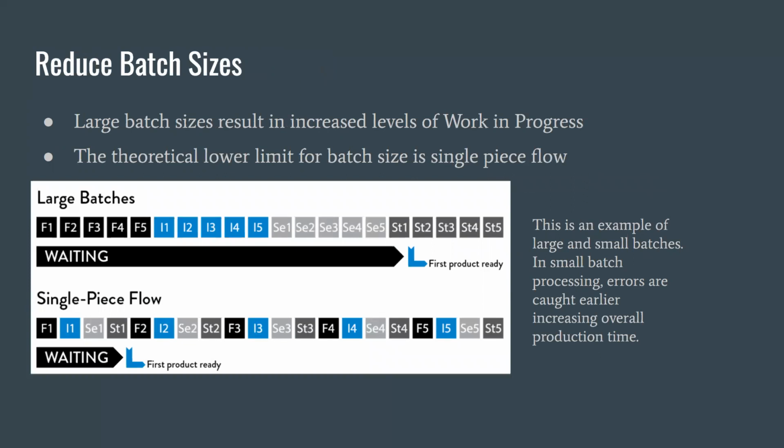Reducing batch sizes means instead of working with large batches, which can increase the work in progress, we work with single, smaller batches. What this does is reduce waste for a company. We can also catch errors in the code earlier, and that saves the company lead time.